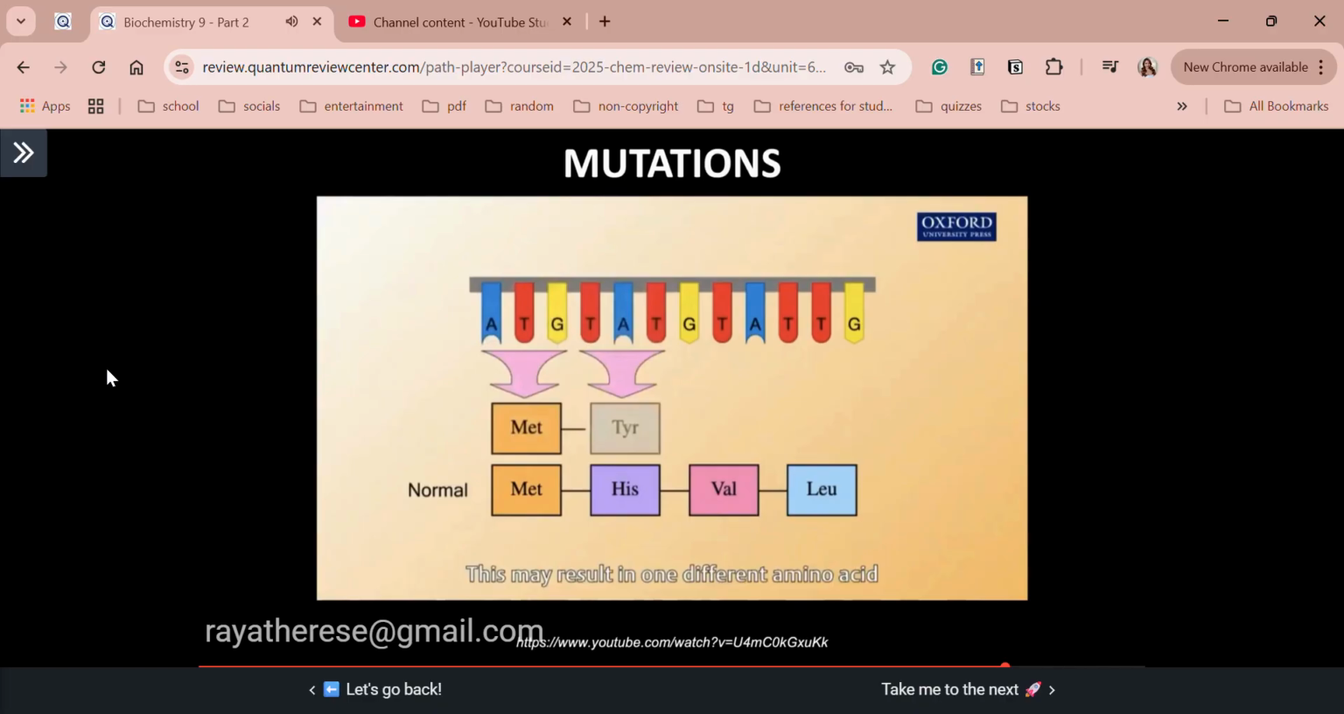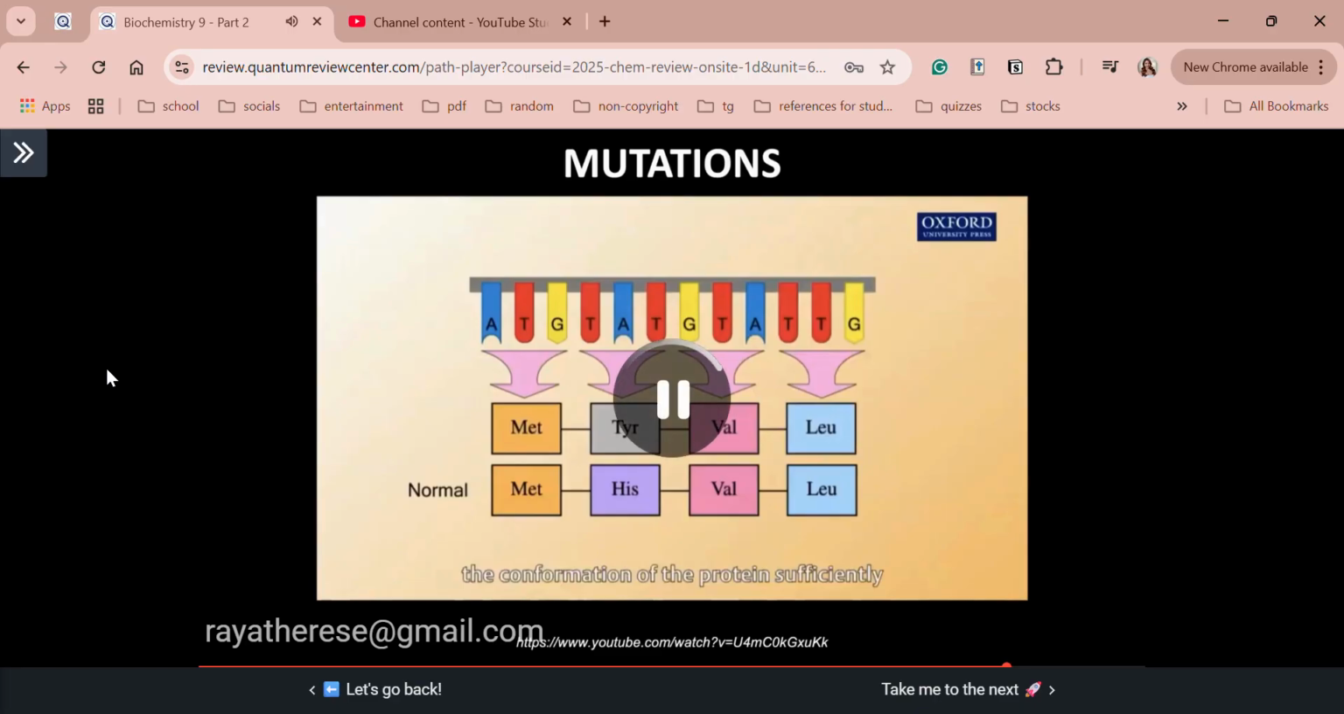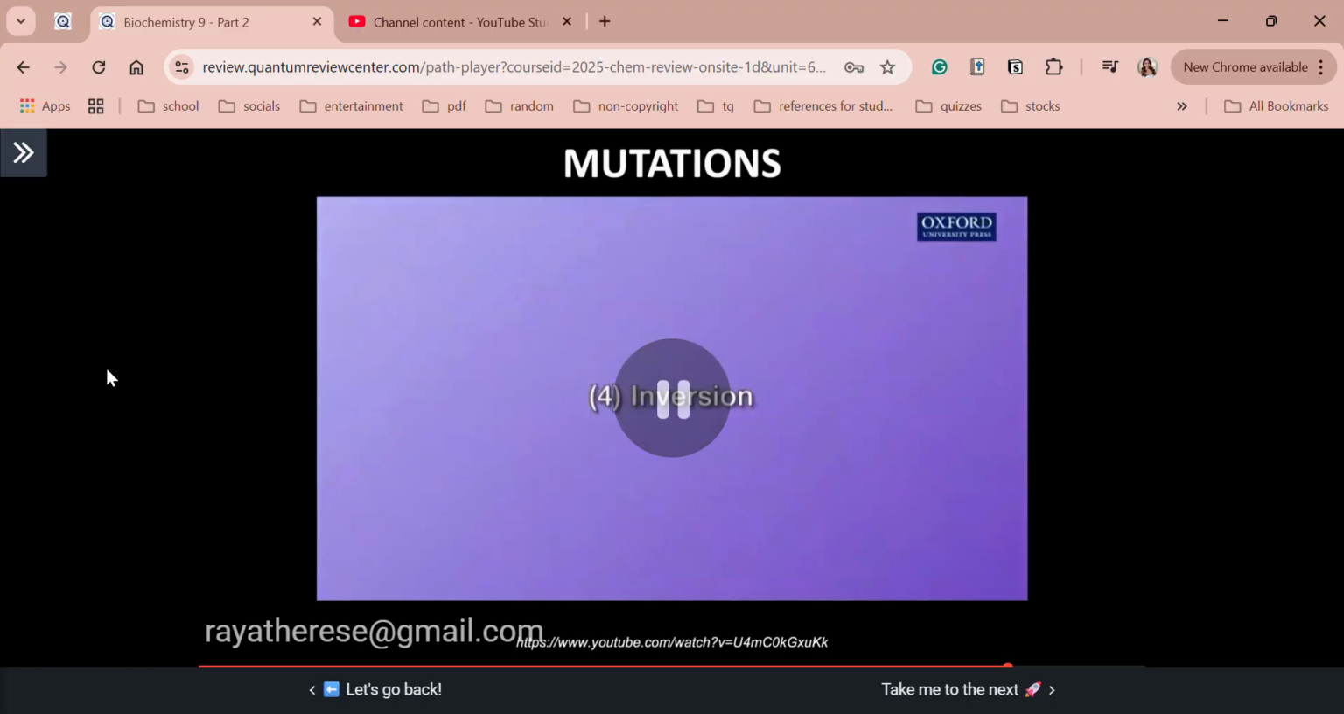If that amino acid alters the conformation of the protein sufficiently, the mutation would have an obvious effect on the phenotype. So actually, that's that specific type of mutation in your sickle cell anemia. So don't worry, we will discuss that later. All right, for our last type of mutation.